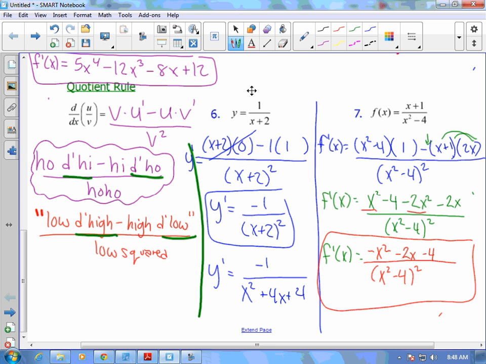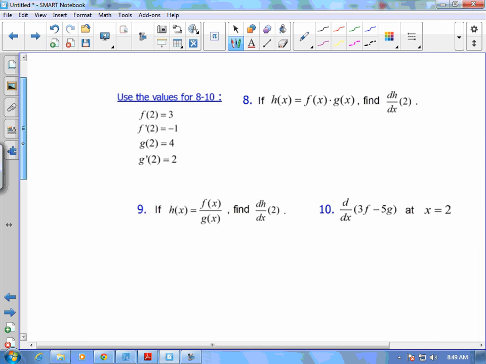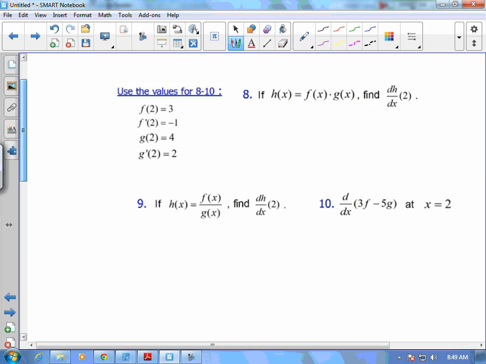Number 8, we're asked to find the derivative of h, dh/dx, evaluated at 2. So we're given all of those values: f of 2 is 3, f prime of 2 is negative 1, g of 2 is 4, g prime of 2 is 2.